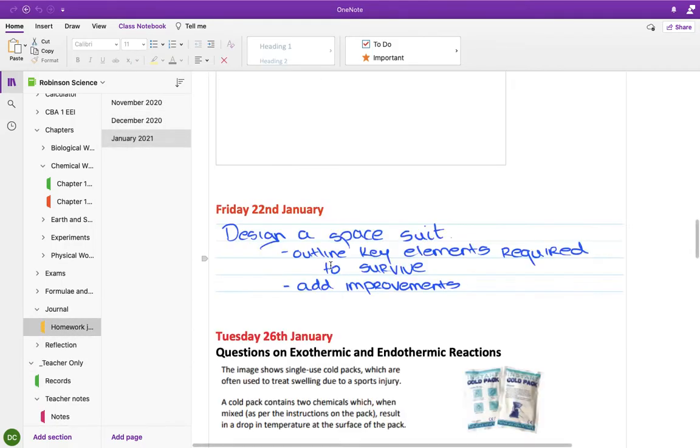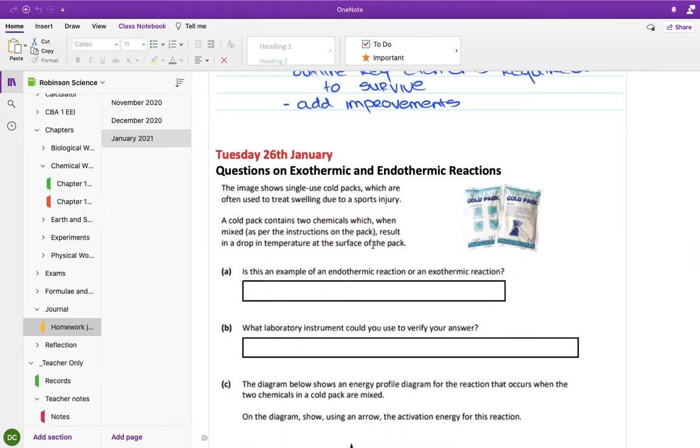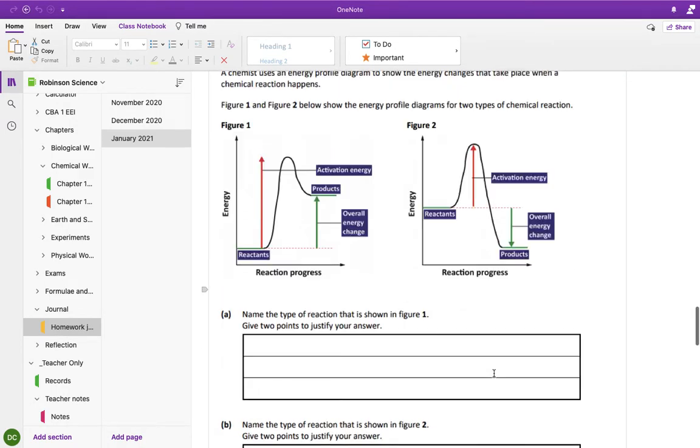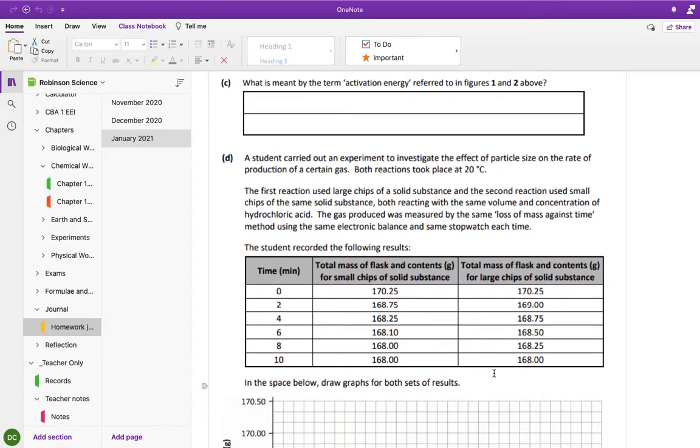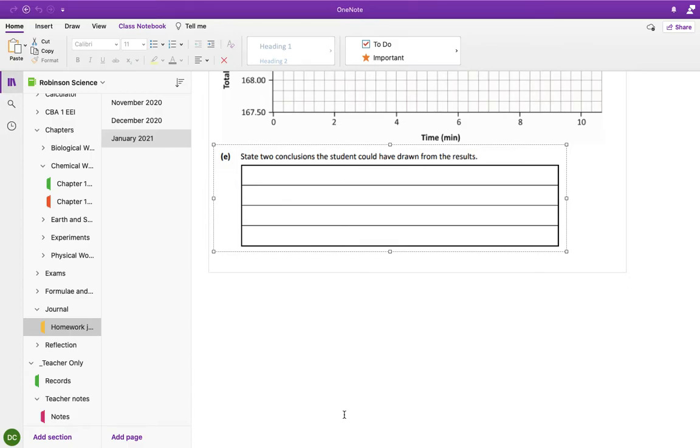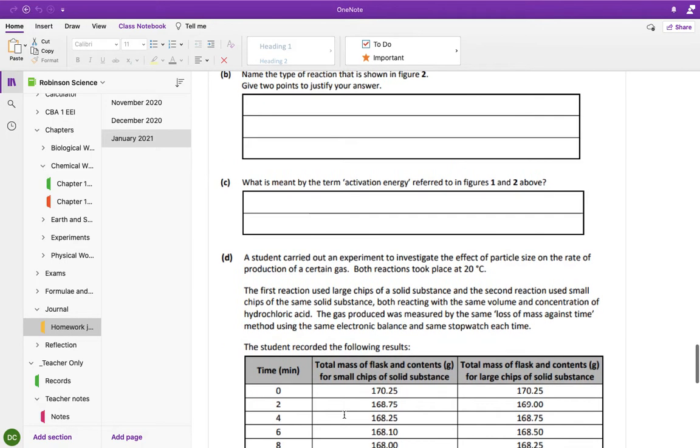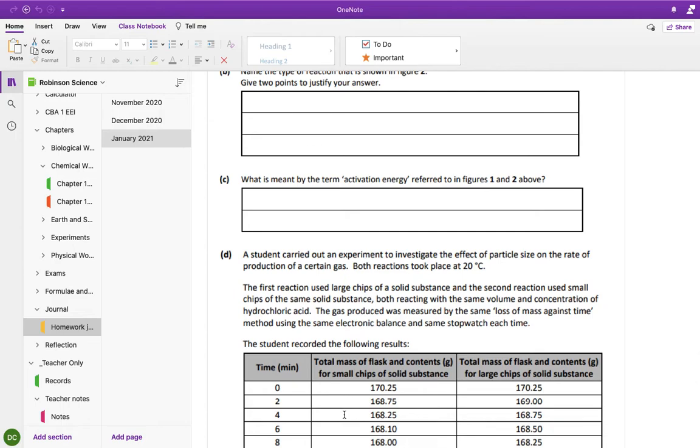How are you? So on Tuesday we did exothermic and endothermic reactions. Now I'm going to go through these questions, but this last part D, I'm not going to go through because I think, no, I don't think, I know, it's actually more to do with rate of reaction, which is the next thing we're going to do.